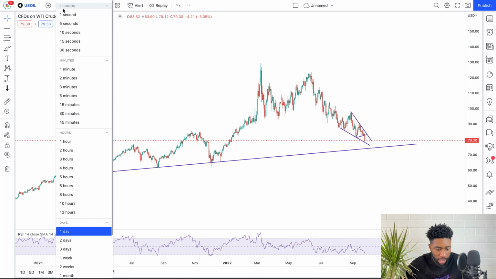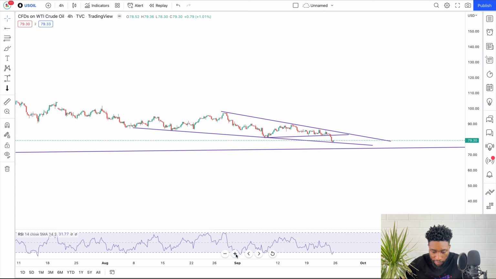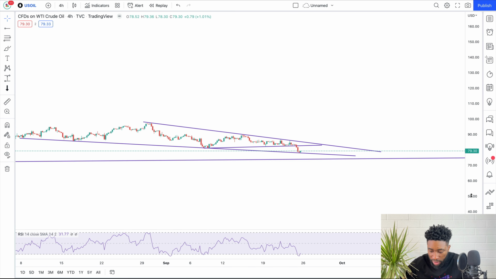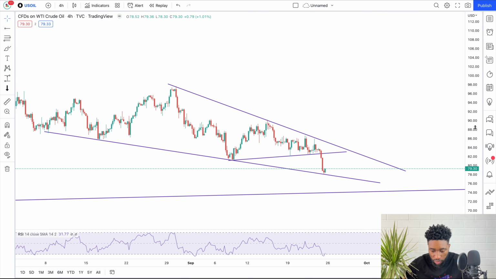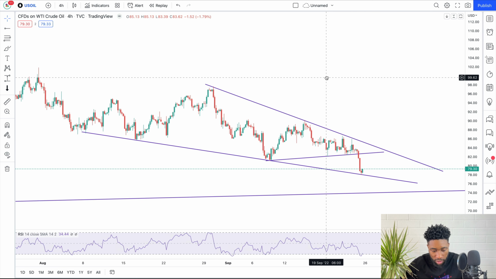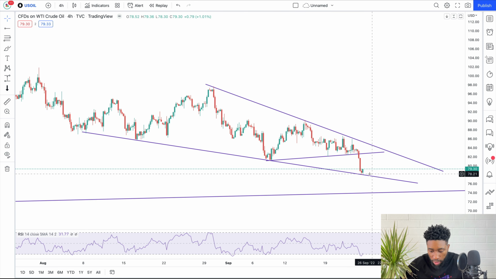Going down to the lower time frames, I'm going to start with the 4 hour time frame. On the 4 hour time frame, we had this descending wedge. I actually took this trade last week. I went on a short position at this level and targeted the bottom. I took profit about halfway to the bottom of this wedge. So we've had 1, 2, 3, now a potential fourth reversal.